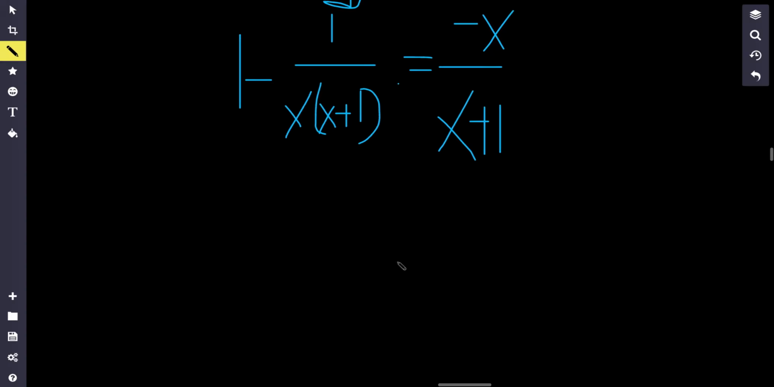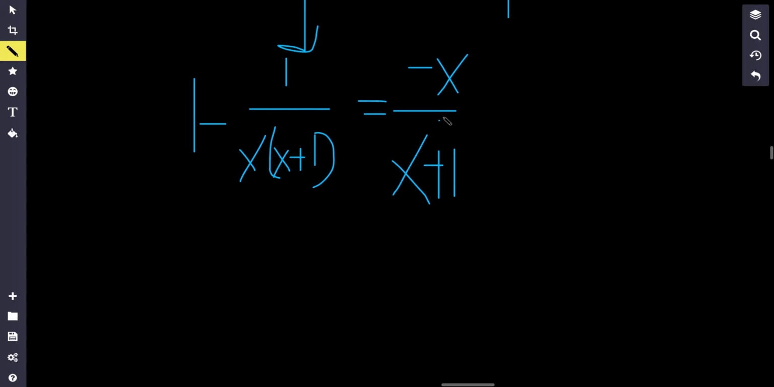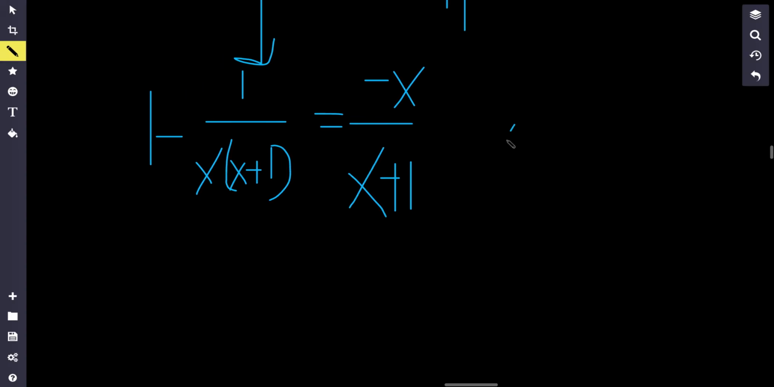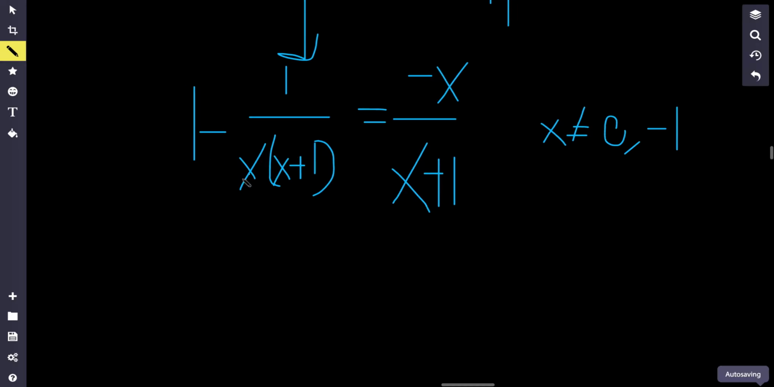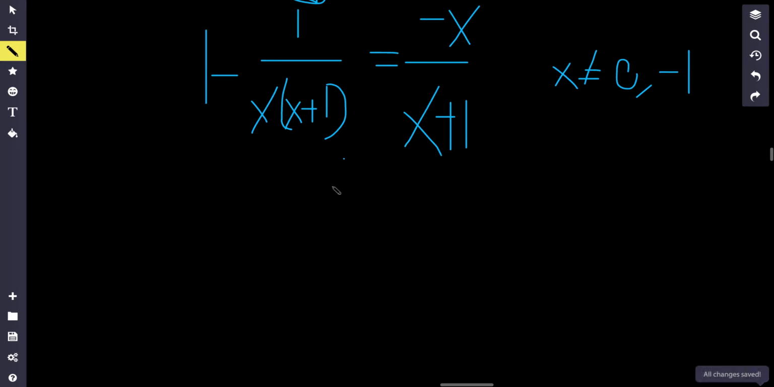So how can I do this problem? Well, first of all, I have to know what my restrictions are. What can x be equal to? X cannot be equal to 0, and x cannot be equal to -1, right? Because plugging in x is equal to 0 makes my denominator equal to 0 here. Plugging in x is equal to -1 makes my denominator here and here equal to 0. So, I can't do that.